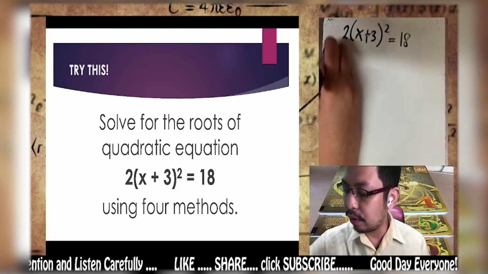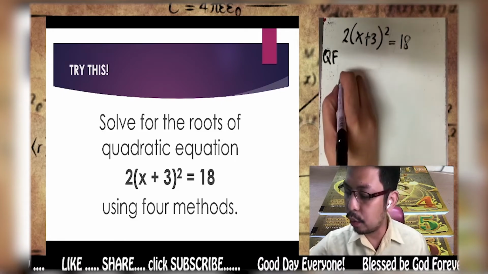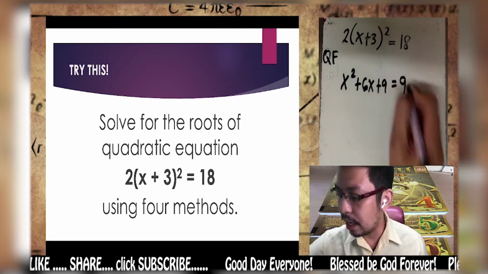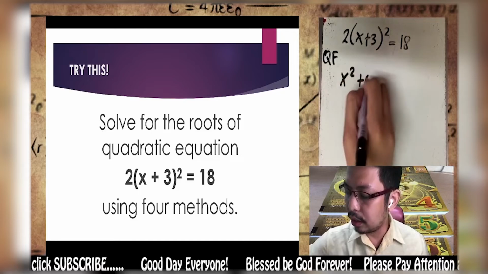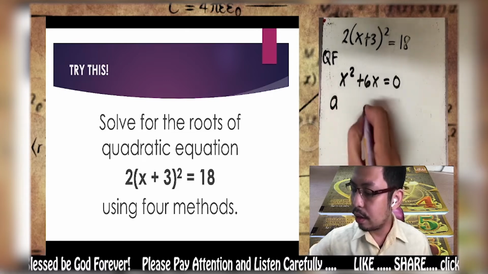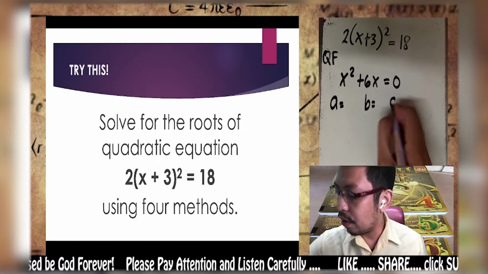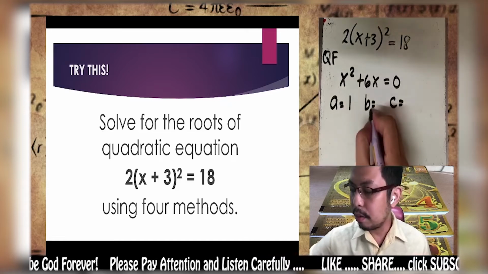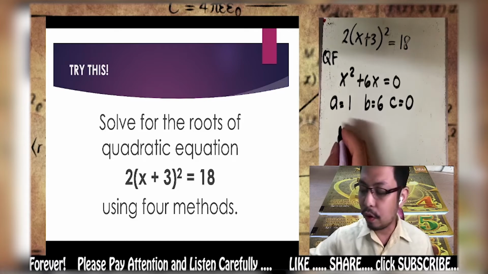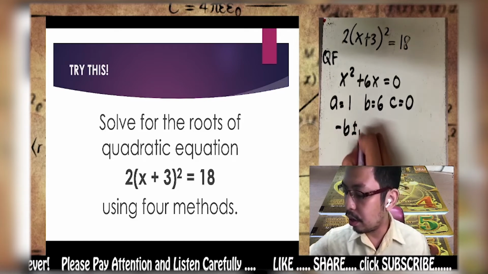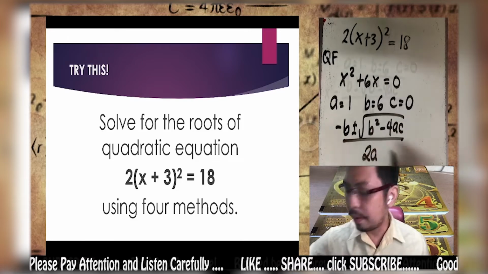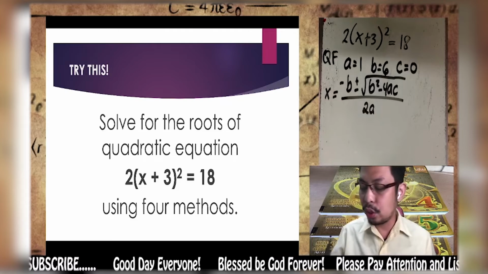So the last method is the quadratic formula. We simplify this equation and we come up with x squared plus 6x plus 9 is equal to 9. We have x squared plus 6x is equal to 0. So we identify the value of a, the value of b, and the value of c. So a is 1, b is 6, and c is equal to 0. Then we use the quadratic formula of -b plus or minus the square root of b squared minus 4ac all over 2a. So we plug in the values or substitute the value.